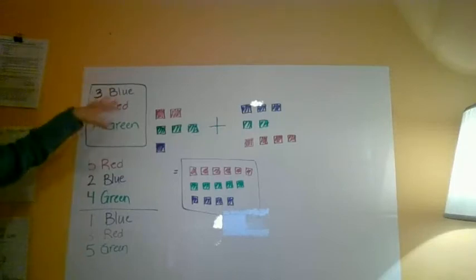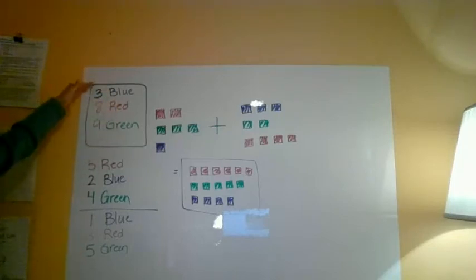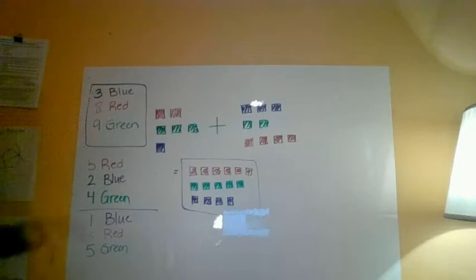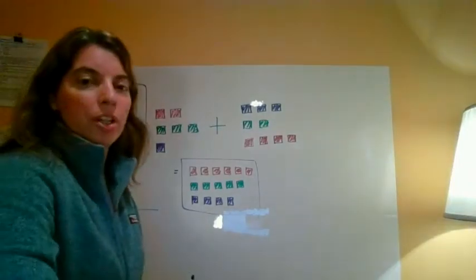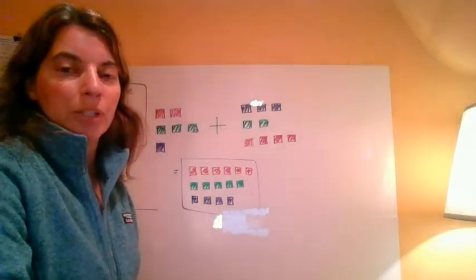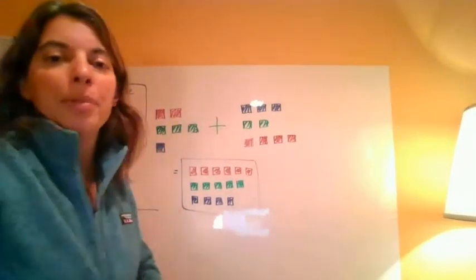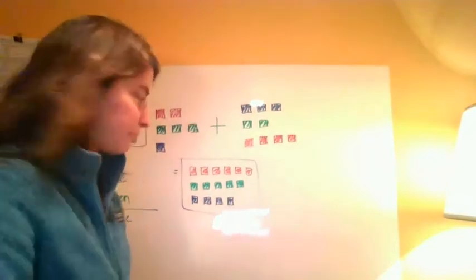And if you had this in a different order, if you had 8 red first and then 3 blue and then 9 green, that's fine also, as long as you have the right numbers there. Okay, so we're learning that in our little block world here today, we can only combine blocks that have the same color. So let's do one more.